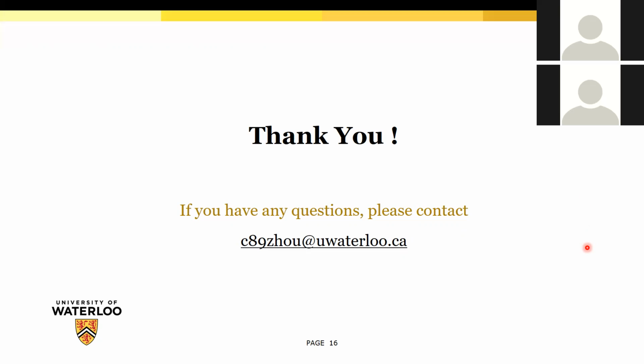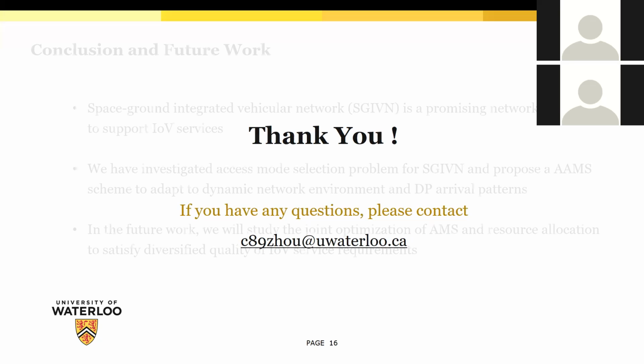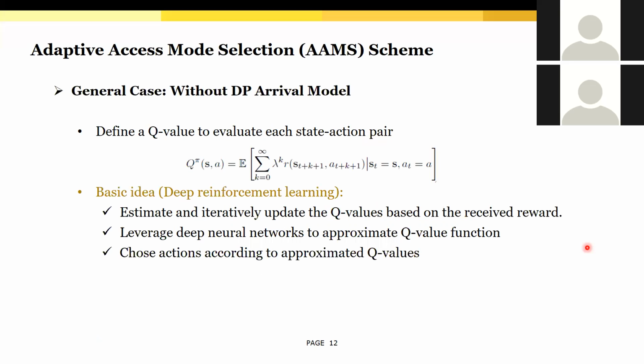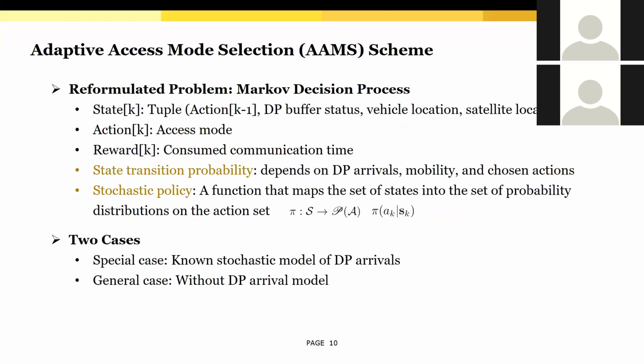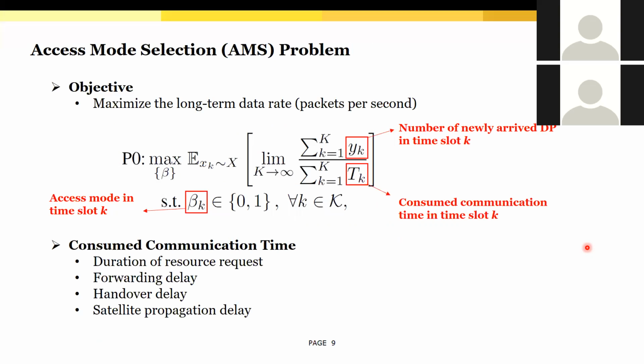I have a question about the problem formulation on about page 10. The state here, we consider the action in the previous time slot, the data packet buffer state, the vehicle location, and the satellite location. So I wonder where the access mode selection is implemented. Is it implemented at the user or the satellite? Because in the state we need to know the vehicle location and the satellite location.